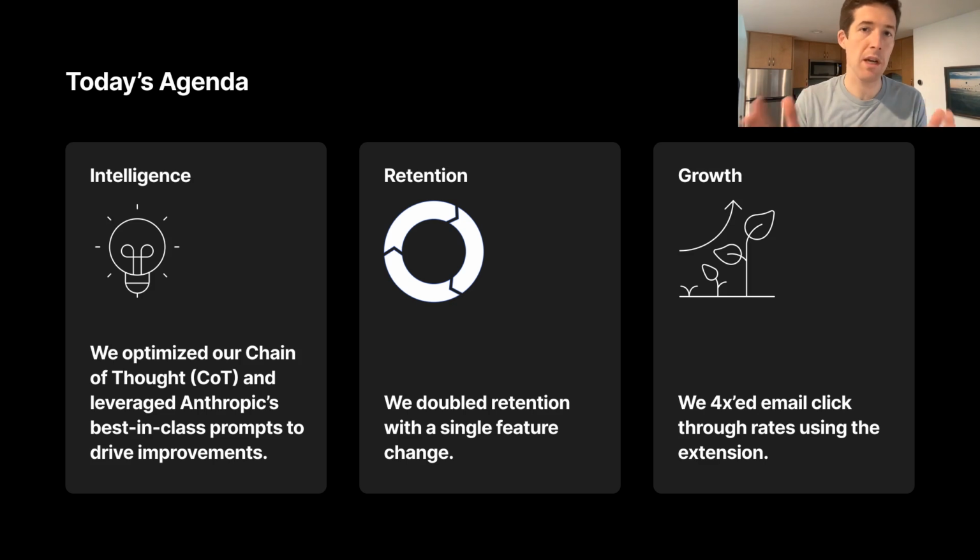The agenda for today is that we're going to be talking about the improvements we made in chain of thought and also how we were inspired by some of the things that we saw from one of Anthropic's system prompts. Second, I want to talk about how we doubled our attention with our most latest feature. And the third one is how we're using AI in some of our marketing efforts.